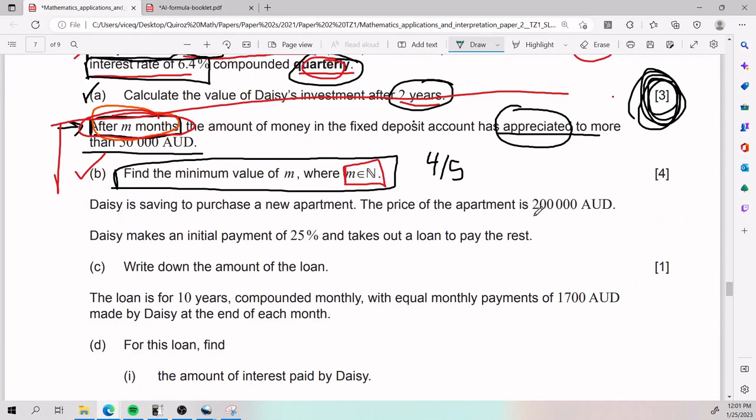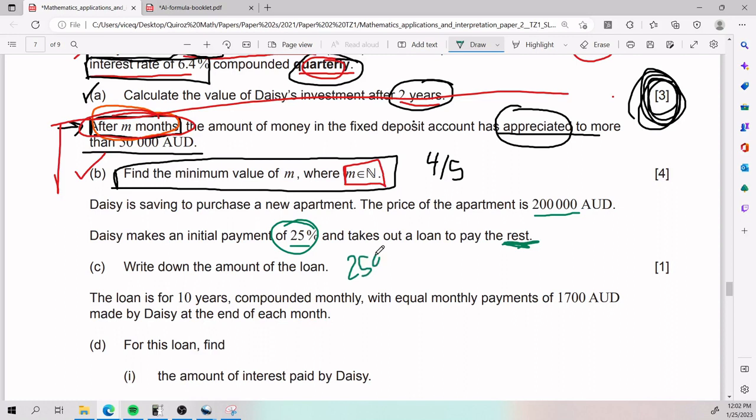Later on, they tell us that Daisy is saving to purchase a new apartment. The price of the apartment is 200K. And Daisy makes an initial payment of 25% and takes out a loan to pay the rest. See, so she pays part of it immediately, and the other part of it, she takes out a loan to pay the rest. So what is the amount of the loan? Well, the amount of the loan depends on how much she paid initially. And so 25%. All right.